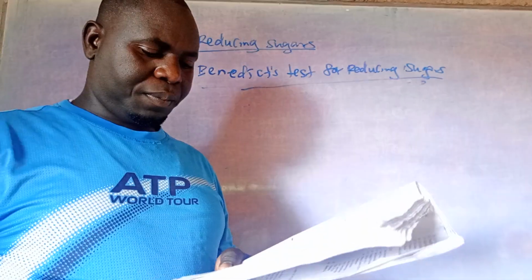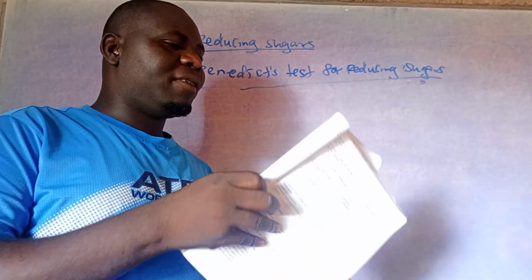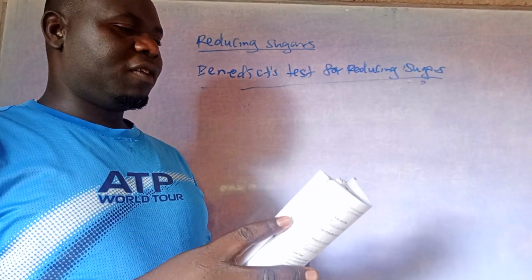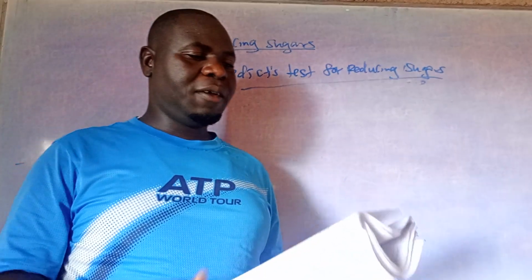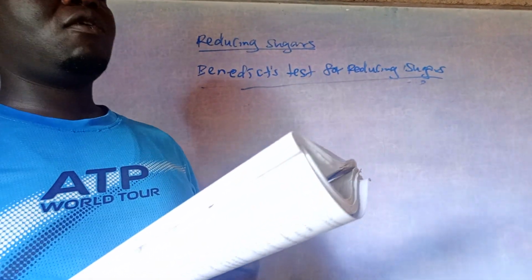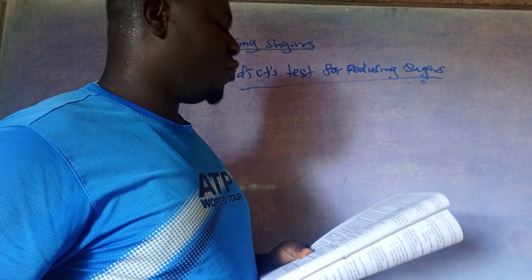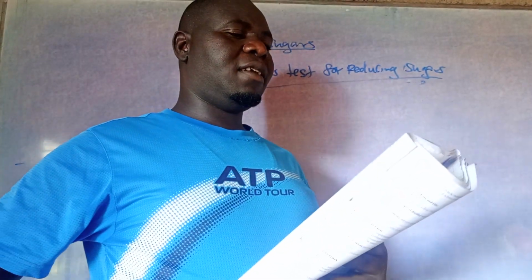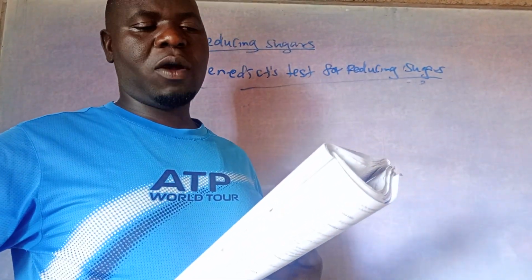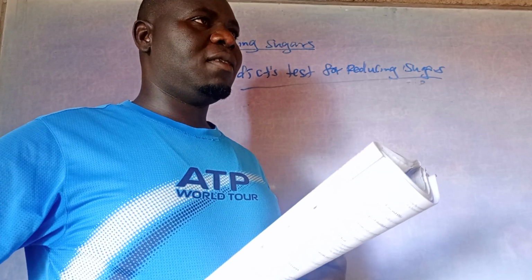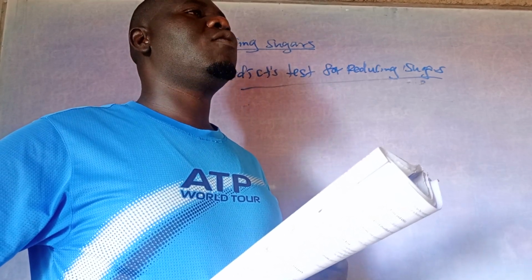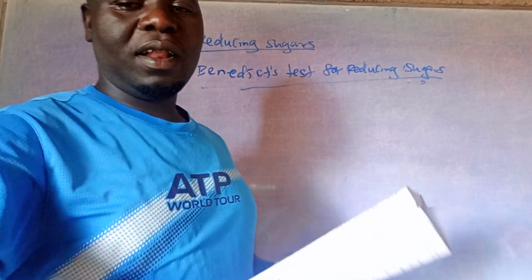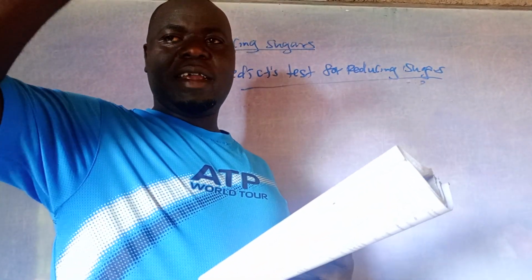Then from here, you need to understand now the method, the procedure. So if you want to test for reducing sugar, this test requires the sample to be in solution form. All together? So it means the sample needs to be in solution form, like liquid.